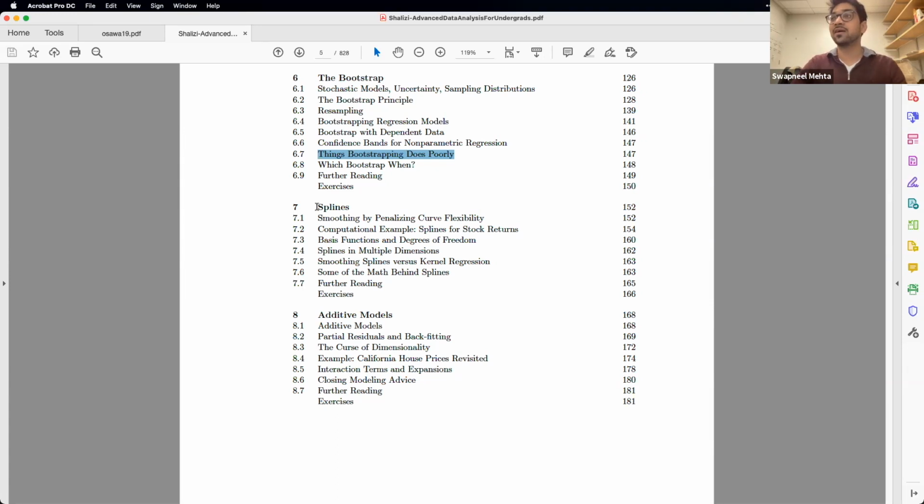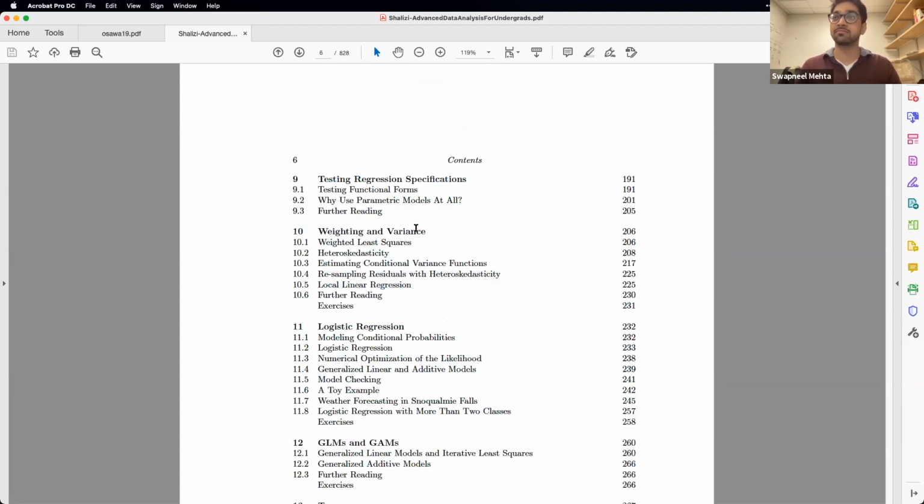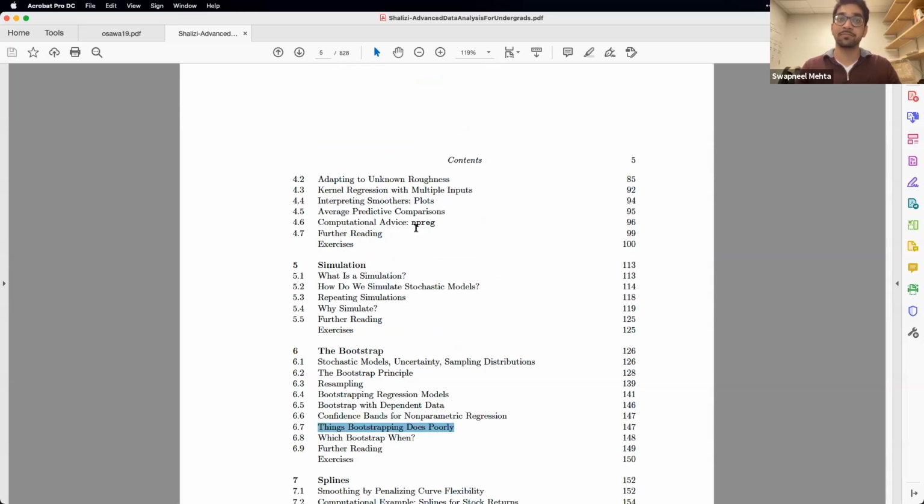Before basis functions, we get to how you fit these polynomials. What is the math underlying them? Where do we use them, and how do they compare versus this whole idea of bandwidth based smoothers that we spoke about, which is actually called kernel regression? So that's a very short chapter, and we're getting towards the end here.